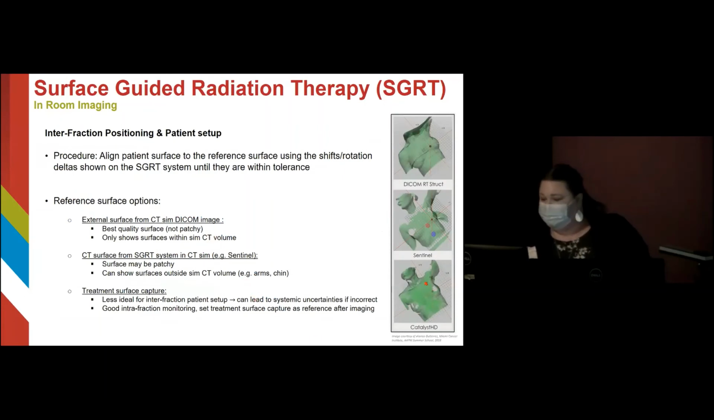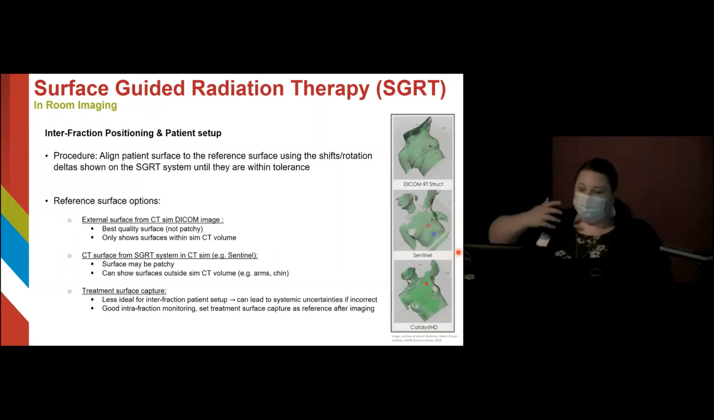When SGRT is used for patient setup, the typical procedure is to align the patient to a reference surface using the shift and rotation deltas that are displayed on the SGRT system. There are several options for what to use for that reference surface. The first is the external surface from the CT DICOM image, shown here on the top. Typically this is the standard and the best quality. The second option is to use a surface that was obtained from a surface-guided system at the CT sim. This surface may be patchy or lower quality, but it has the advantage that it could show you surfaces that are not in your CT image, like an arm or a chin.